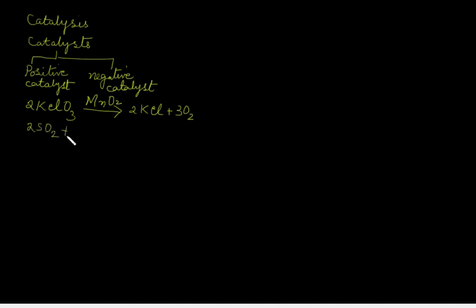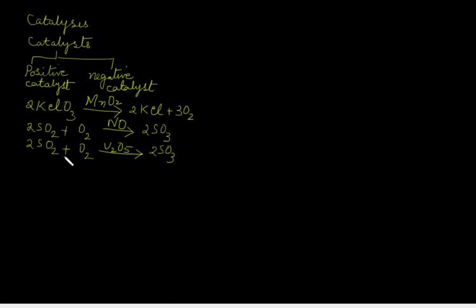Sulfur dioxide reacts with oxygen in the presence of nitric oxide as catalyst to produce sulfur trioxide. This reaction is made use of in lead chamber process for synthesis of sulfuric acid. The same reaction can proceed with another catalyst, vanadium pentoxide. This reaction is used in contact process for the synthesis of sulfuric acid.